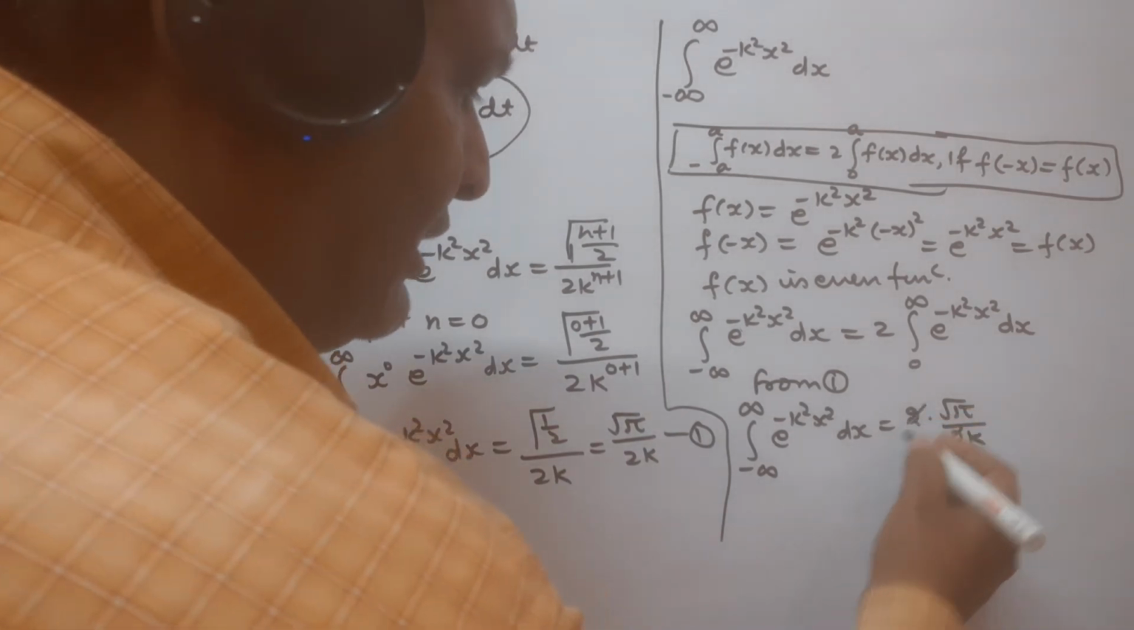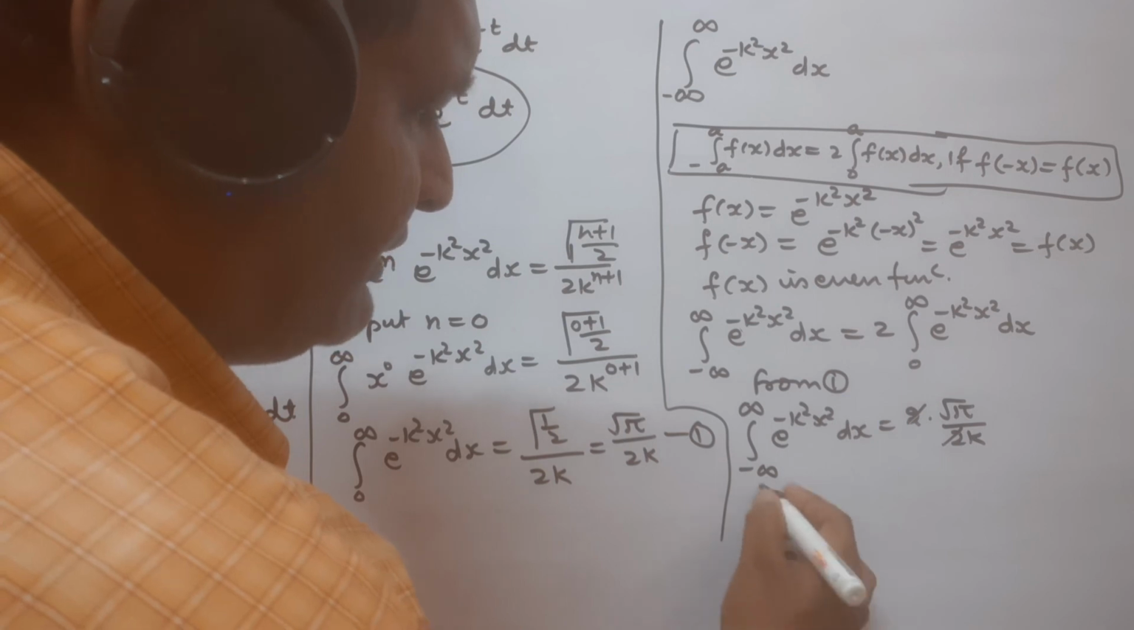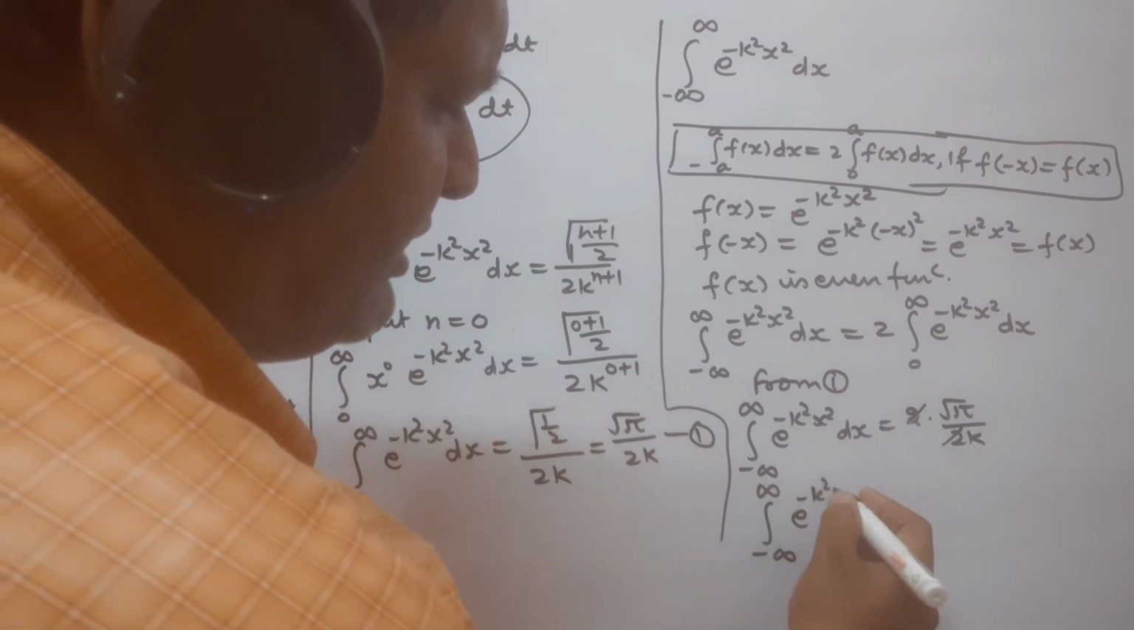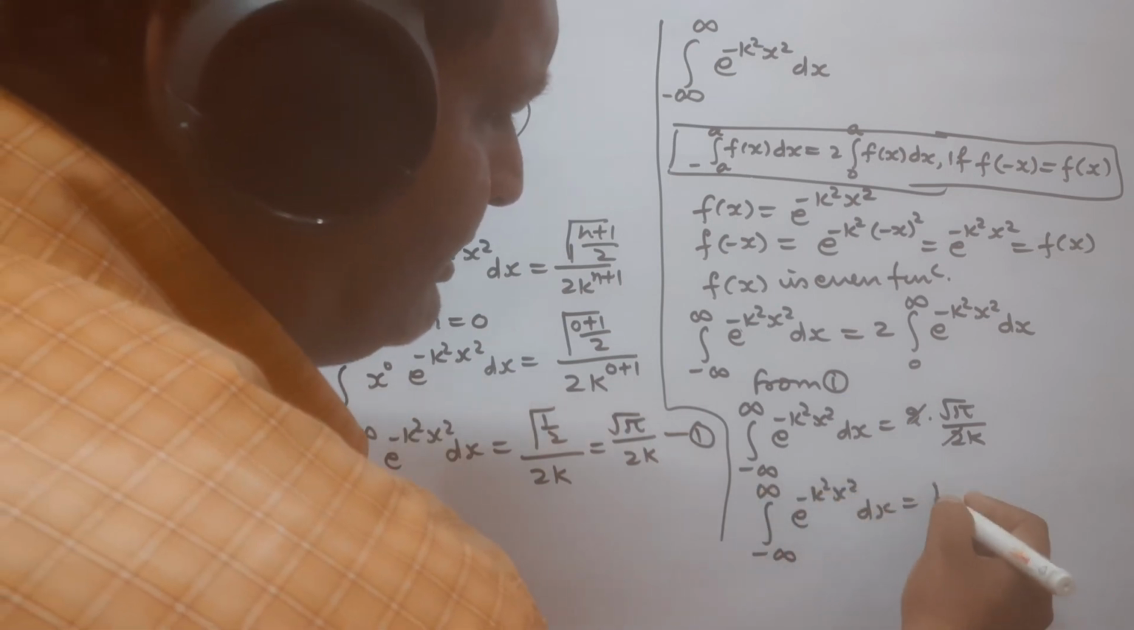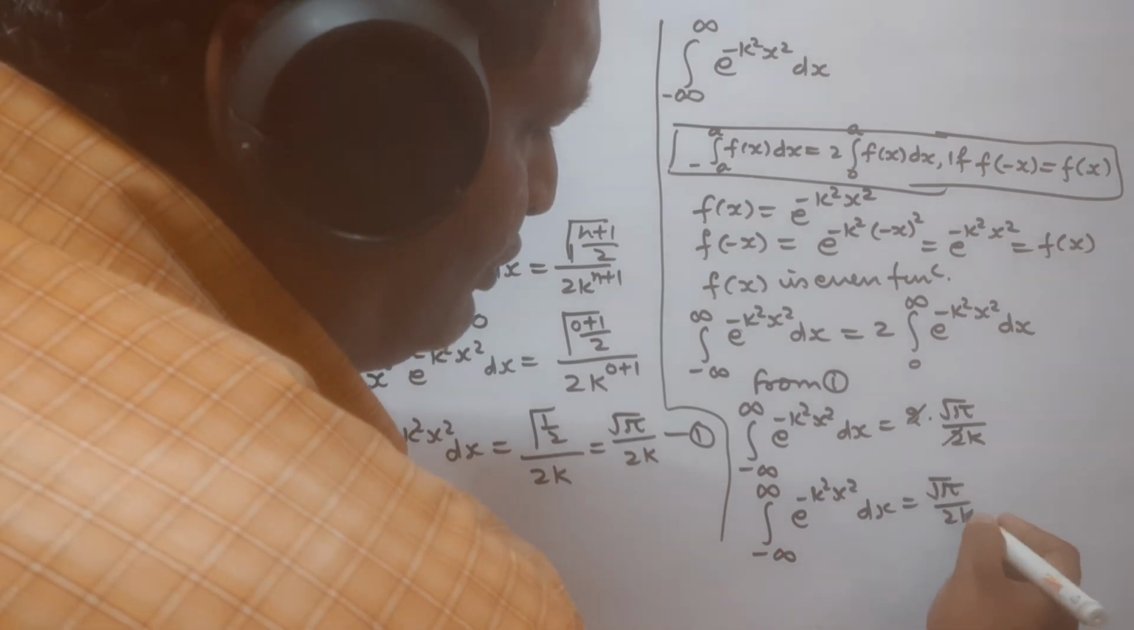So this 2 is cancelled out. So integral minus infinity to infinity e to the power minus k square x square dx is equal to root pi upon 2k.